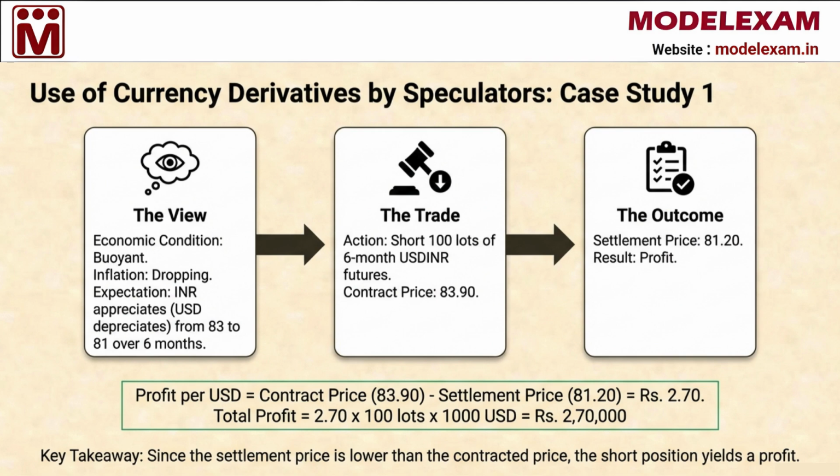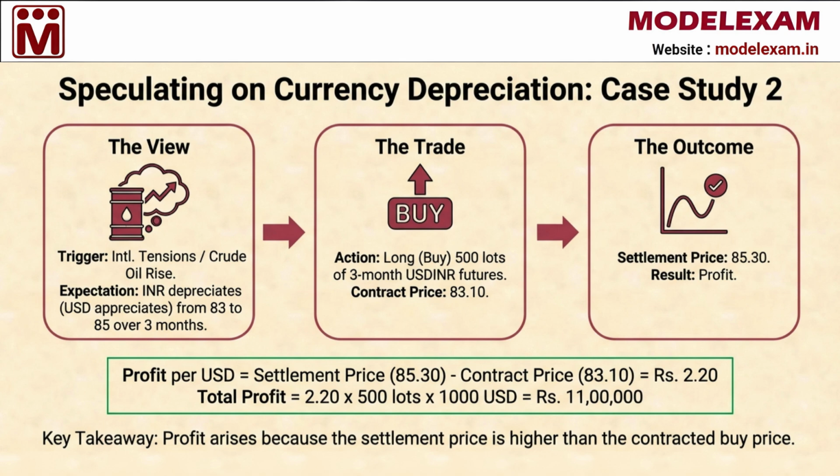Since the settlement price is lower than the price they sold at, the trader earns a profit of 2.70 rupees per USD. With 100 contracts of 1000 USD each, the total gain is a profit of 2,70,000 rupees. Building on that idea, sometimes traders expect a currency to lose value instead.